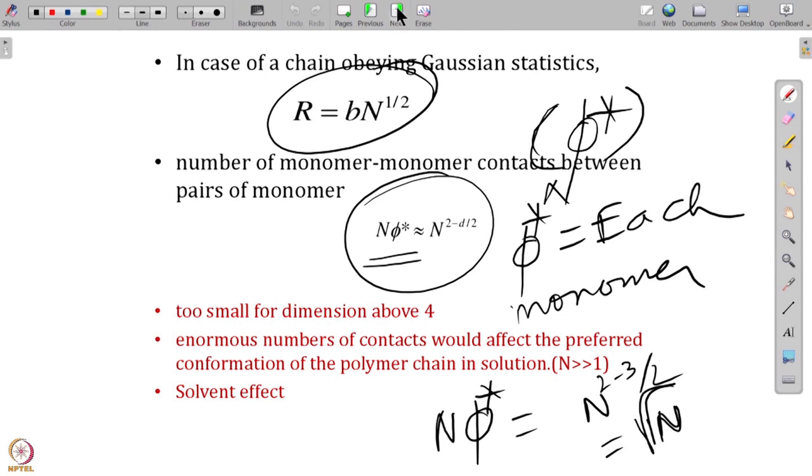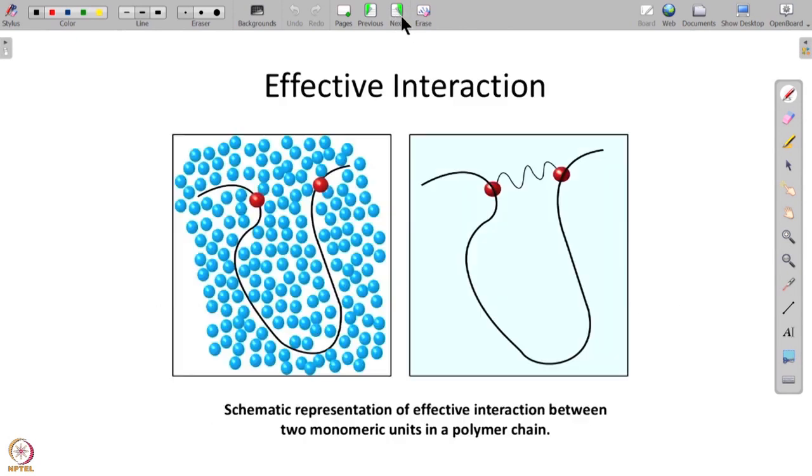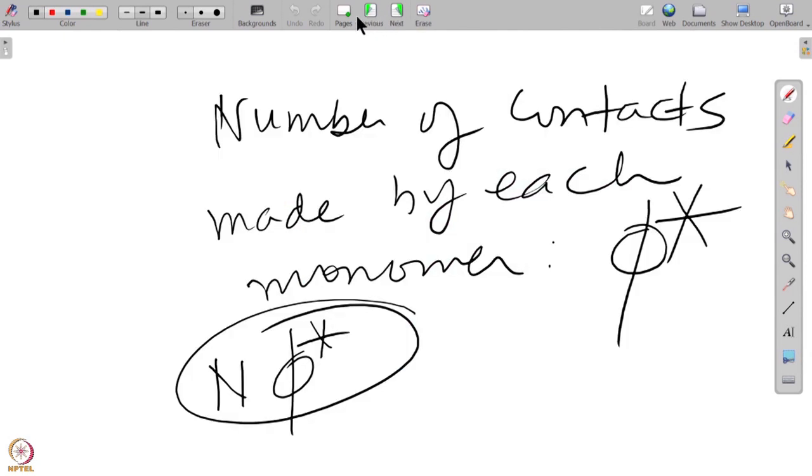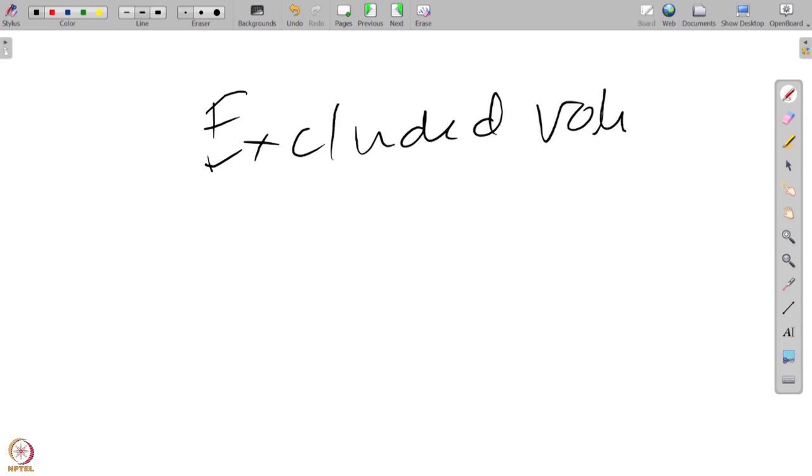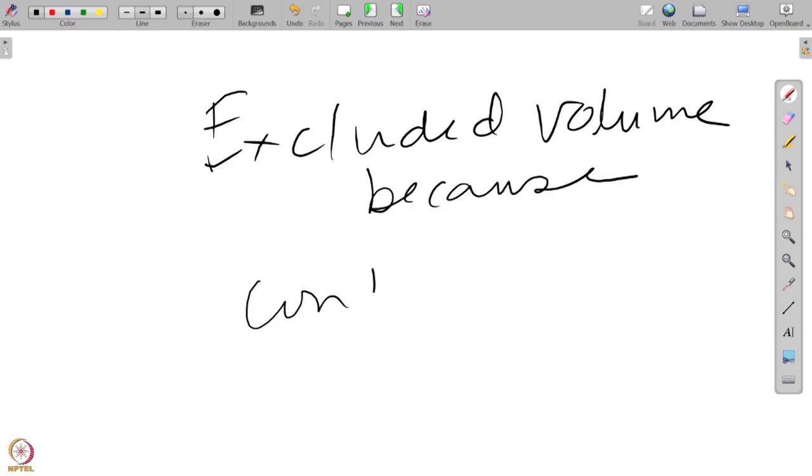Now, let us go ahead to the next thing. If there is one more thing that comes in addition to this excluded volume interaction, there is another term that is very popular. I want to add here the excluded volume, because contacts are not allowed.